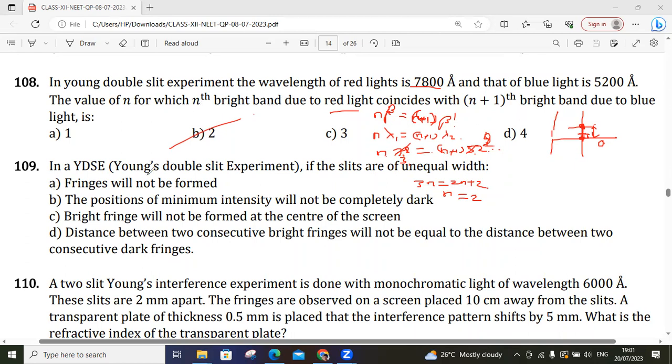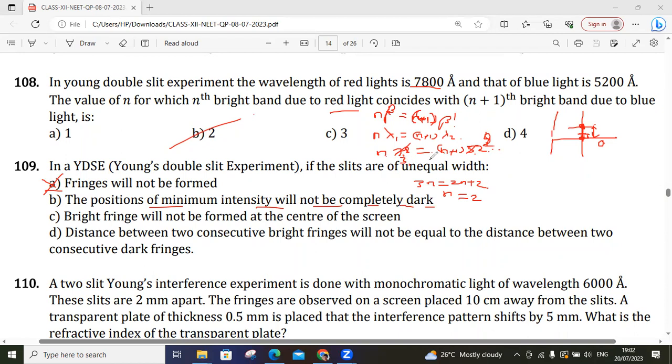Then we have 109. In Young's double slit experiment, if the slits are of unequal width, what will happen? Fringes will not be formed? No, fringes will be formed. Then the position of minimum intensity will not be completely dark.